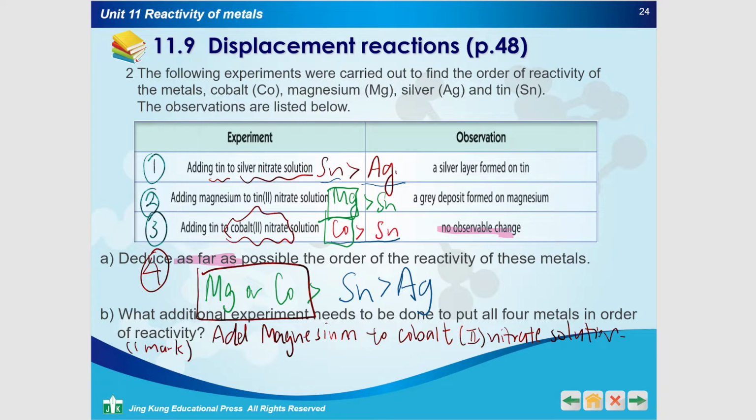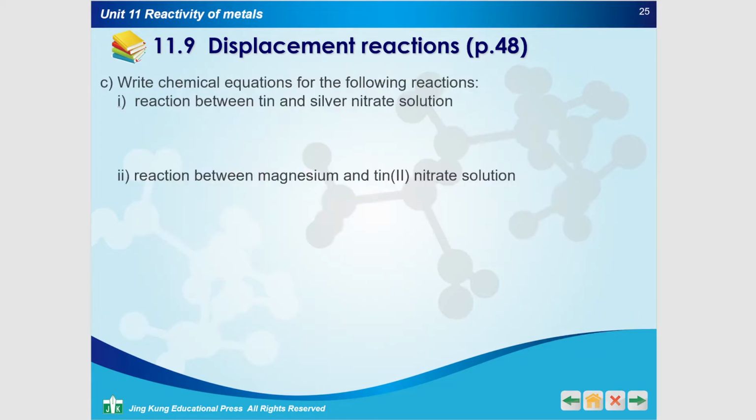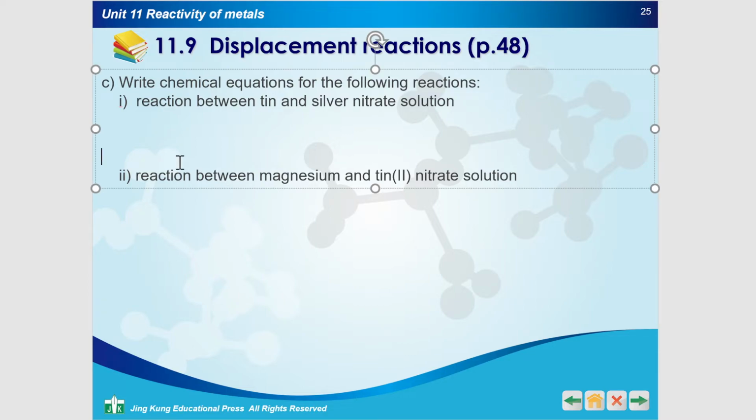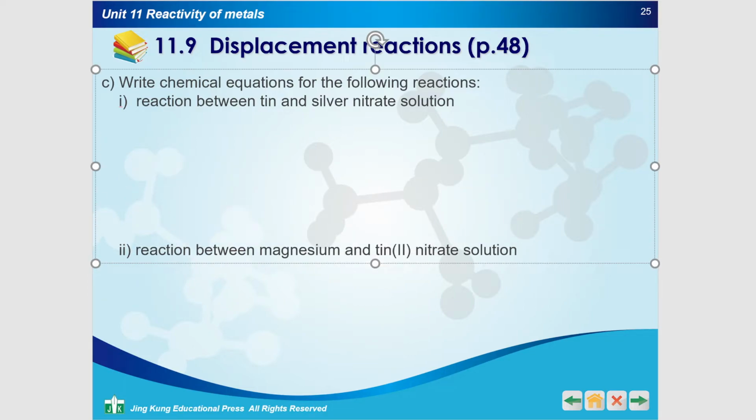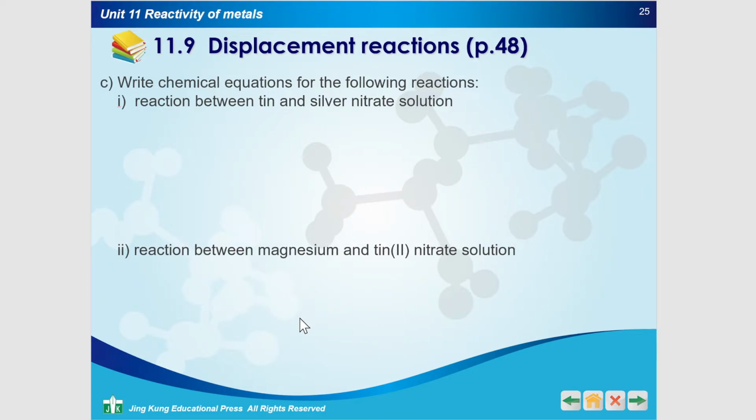Okay? And then now let's go to part C. Write chemical equations for the following reactions. Reaction between tin and silver nitrate solution. Okay, now let me get a bit more space. Reaction between tin and silver nitrate solution. Now the chemical formula for tin is Sn. Now silver nitrate, what is the chemical formula?